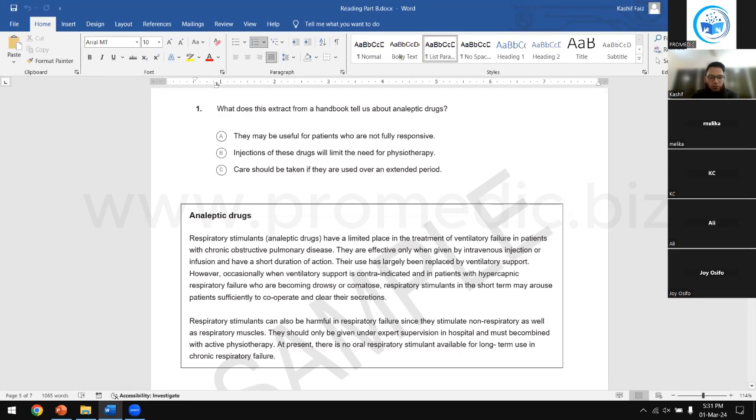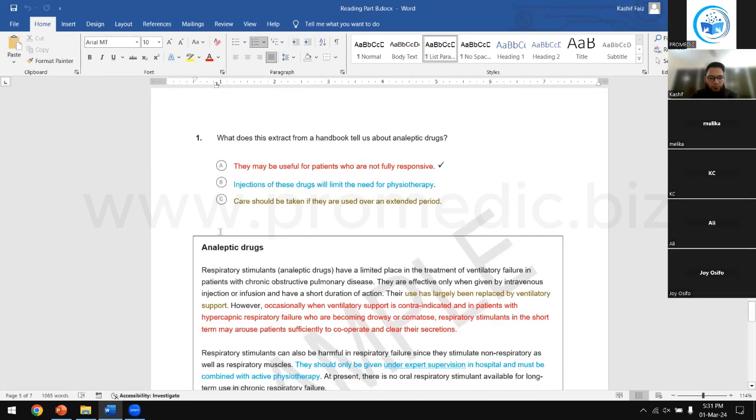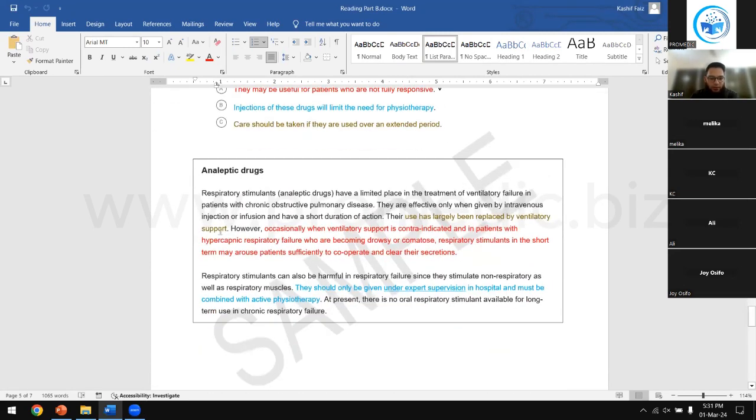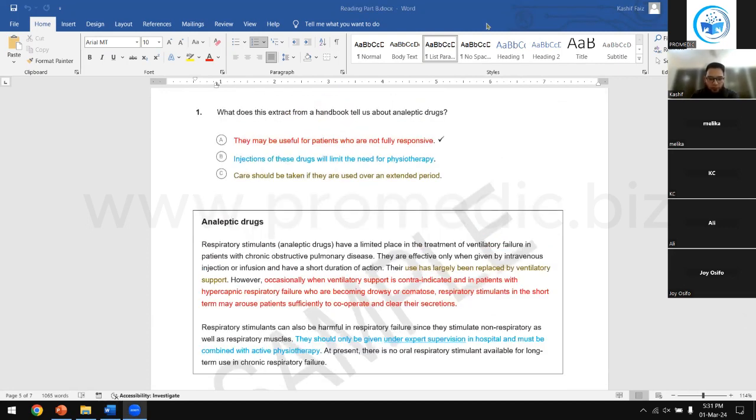Okay, let's see which one is the correct answer. Yes, A is the correct answer. Why? Again, as I said, you have to read between the lines. Why is B not the right one? Injection of these drugs will limit the need for physiotherapy. It says they should only be given under expert supervision and must be combined with active physiotherapy. It does not say it will limit the need.